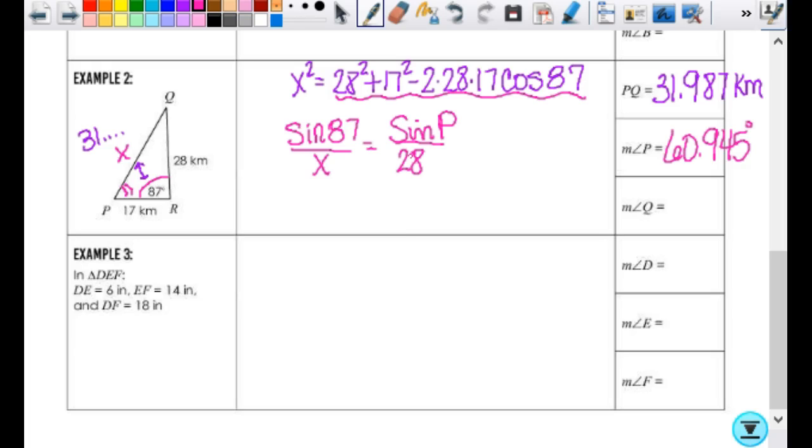Now, I have this one. Do I have to do trig to find q? No. I can just take that 60.945, if it's still in the calculator, add 87 to it, and then subtract that from 180, and what do we get? 32.055 degrees. Yes, very good. All right, any questions about that? Are we good?